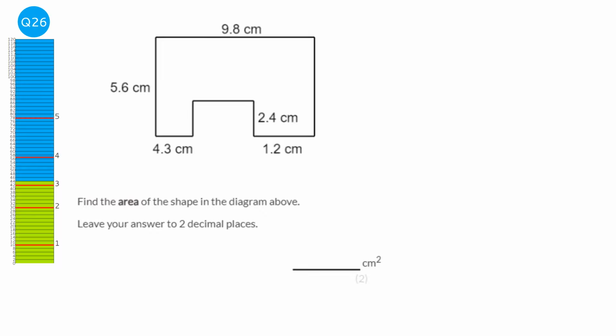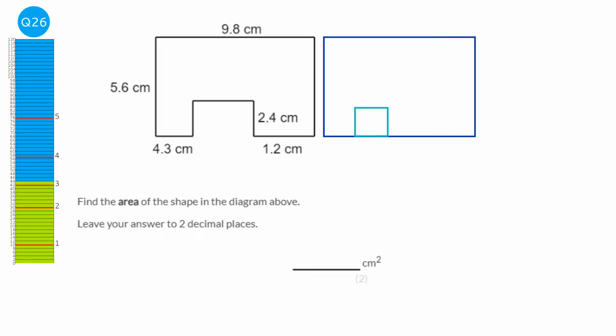To work out the area of this shape, what I'm going to do is work out the area of the big rectangle, it's almost a big rectangle, and I'm going to take away the area of this small little bit at the bottom. I'm going to label this big rectangle A, and this little rectangle here B. So to work out the area of A, we're going to do 9.8, which is the width, times the length, which is 5.6. And that will give us 54.88.